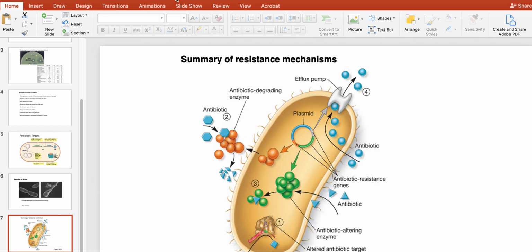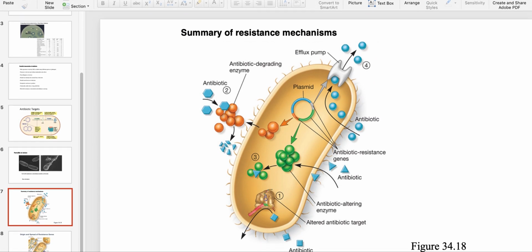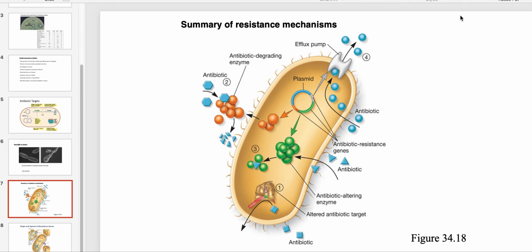So the mechanisms of resistance then, as we can see here, summary of resistance mechanisms, include a few different things. Number one here is an altered antibiotic target. That's something that I had alluded to before, where imagine you have a protein synthesis inhibitor that would bind to ribosomes and prevent translation of messenger RNA into protein. But the microbe can actually alter the ribosome so that the antibiotic no longer binds to it, and then will allow translation to proceed even in the presence of the antibiotic.